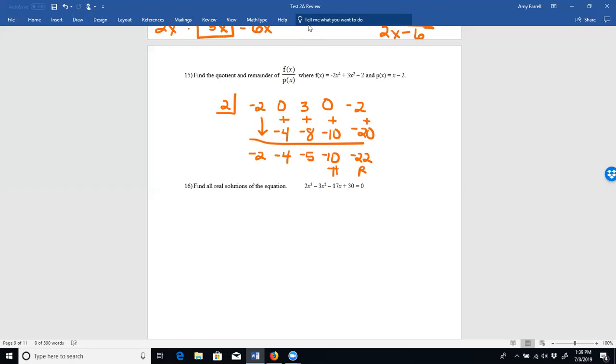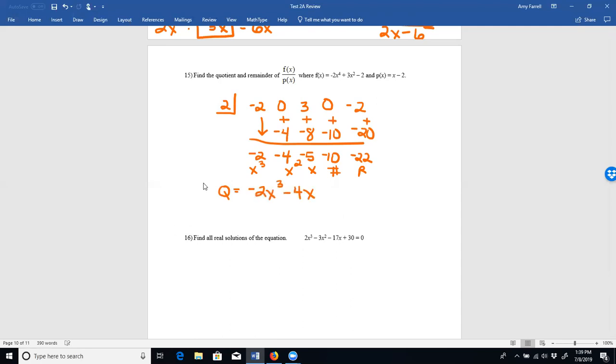Then comes the constant, or just the number term. Then comes the coefficient of x. Then comes the coefficient of x squared. Then comes the coefficient of x cubed, so on and so forth. You could also just know that the quotient is going to be 1 degree less than the dividend. So for this one, our quotient would be -2x to the third minus 4x squared minus 5x minus 10. And our remainder is -22.